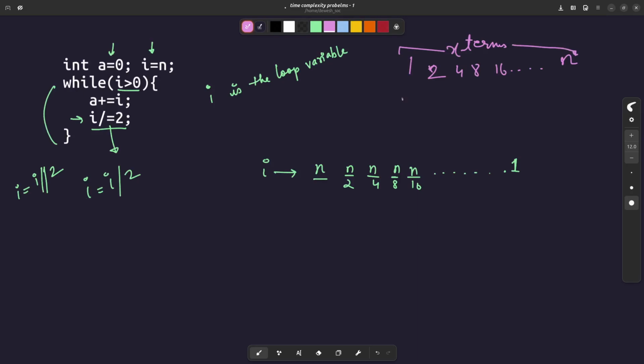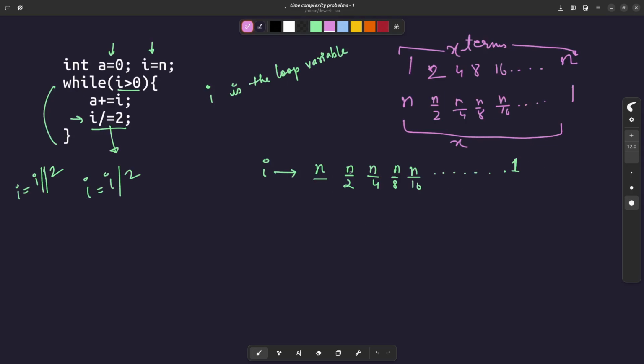then going from n to 1, each step dividing by 2, this will also have x terms. Think about it. This is just the reverse of 1, 2, 4, 8, 16 up to n. Right? So what I can say is, i is following this particular series. That is true for this program.